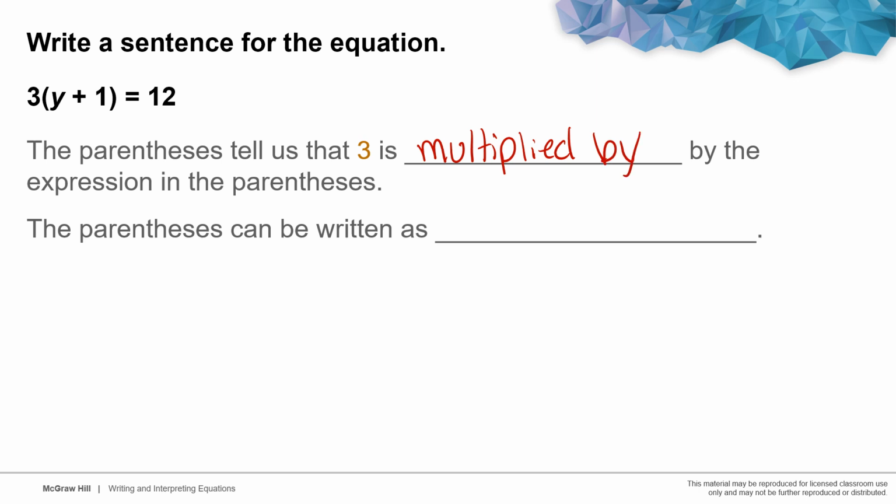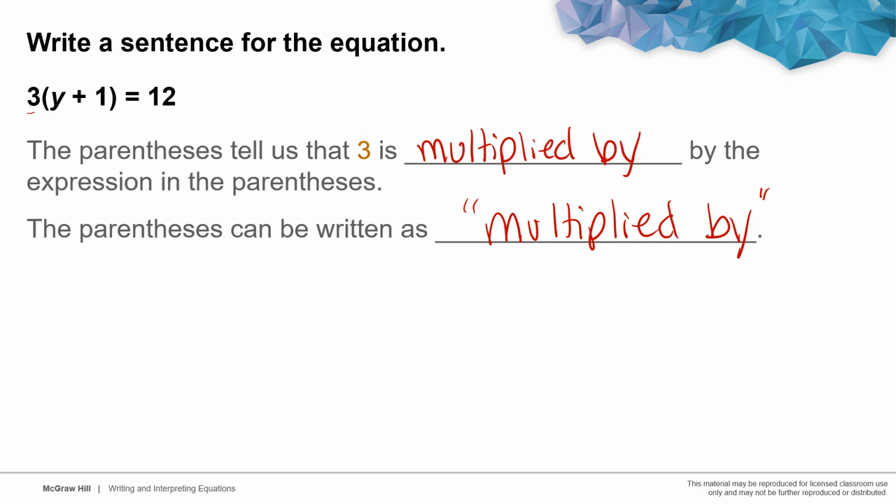You should be writing. Whenever we're trying to write an expression that has parentheses as a sentence, we're going to write it as multiplied by. So that's how it's going to show up when we write it in a sentence. Whenever you see parentheses, think multiply by. Okay, so we're going to write this one out.